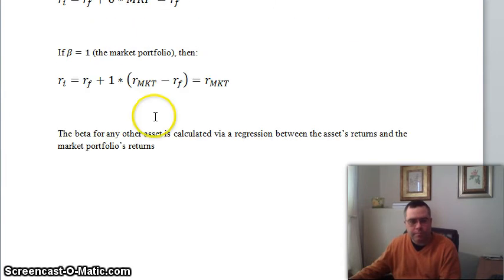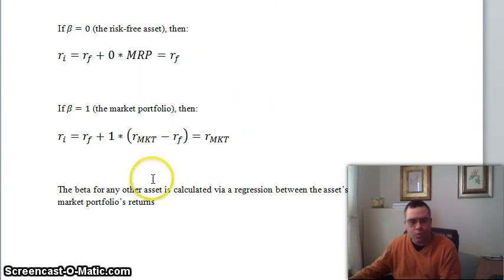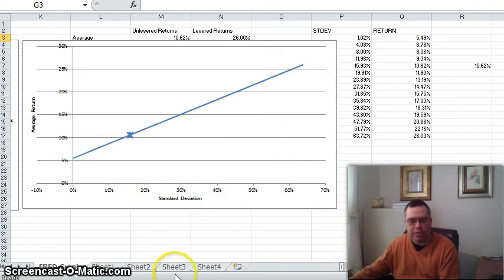Okay, we need to talk about how to actually calculate beta. That would be the next thing to look at. I'm going to flip back over to my Excel spreadsheet.